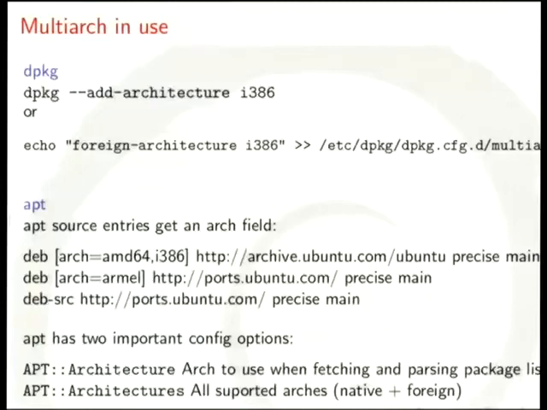So this is how you use it in practice. It's very simple. Let's say you're on an AMD64 machine. You say dpkg --add-architecture i386. So now you've got both. Strictly speaking, that's the command you will get in Debian in about two days' time. At the moment, if you're in Ubuntu, you use the bottom one, which has exactly the same effect.